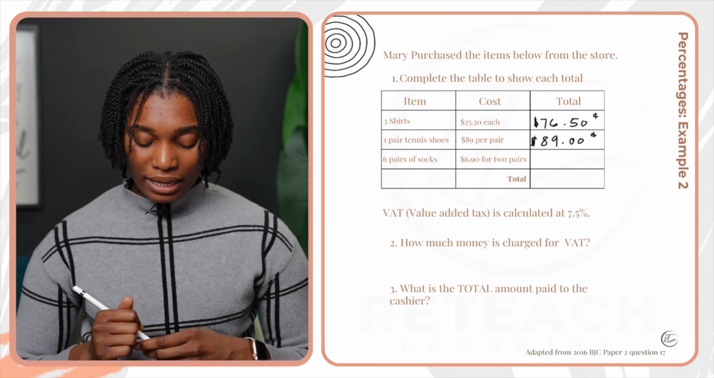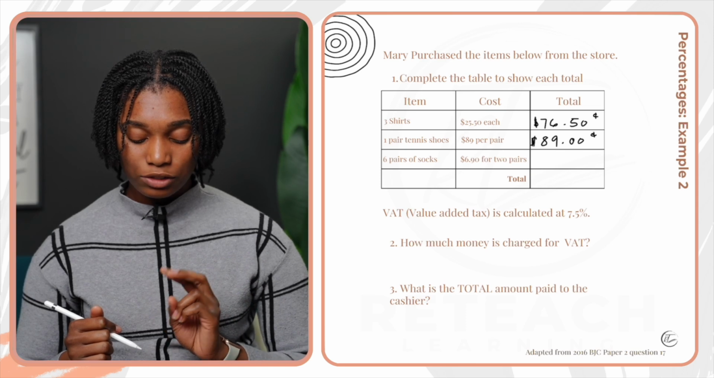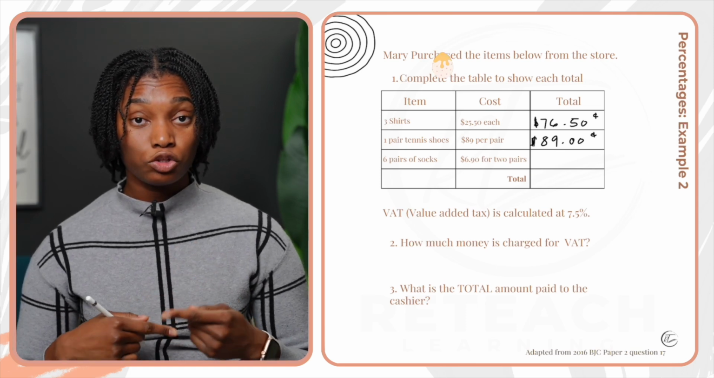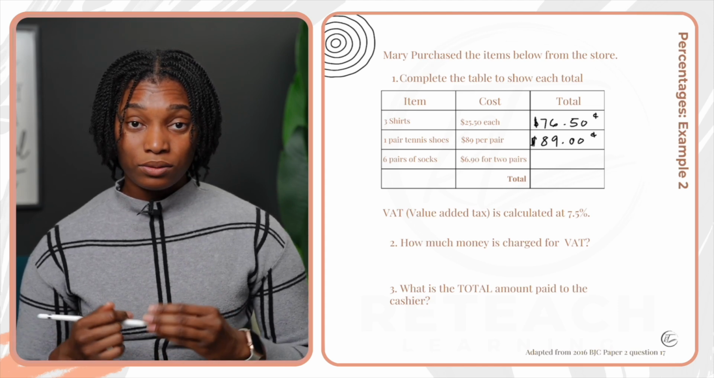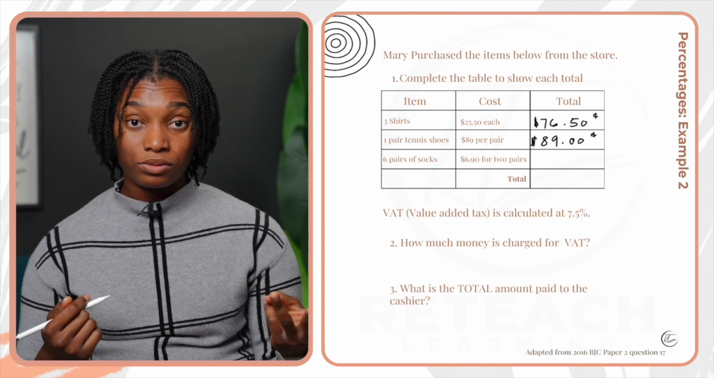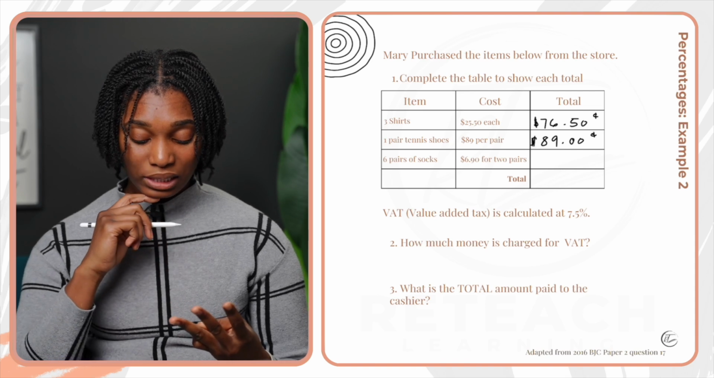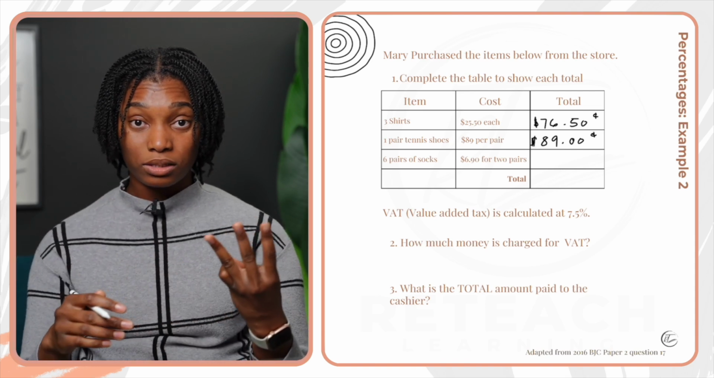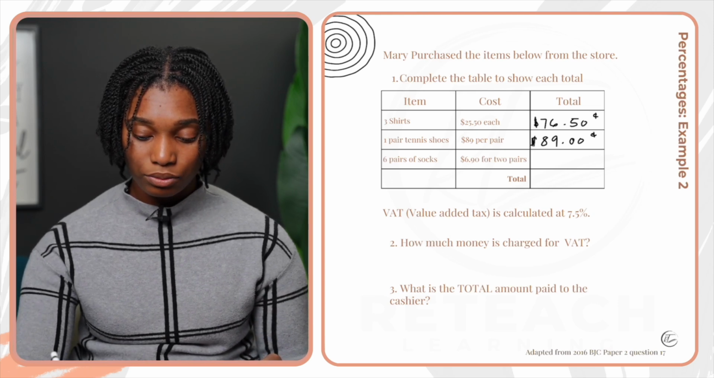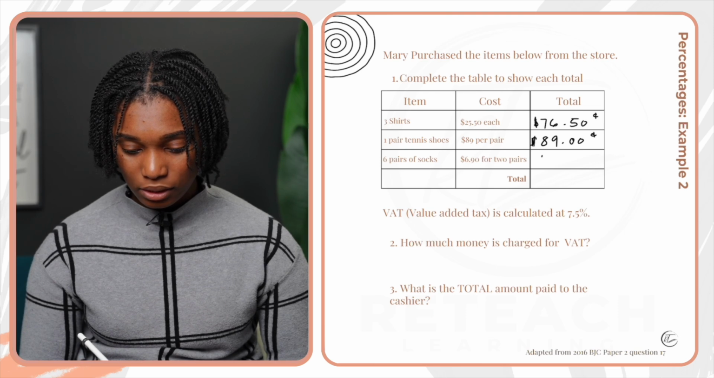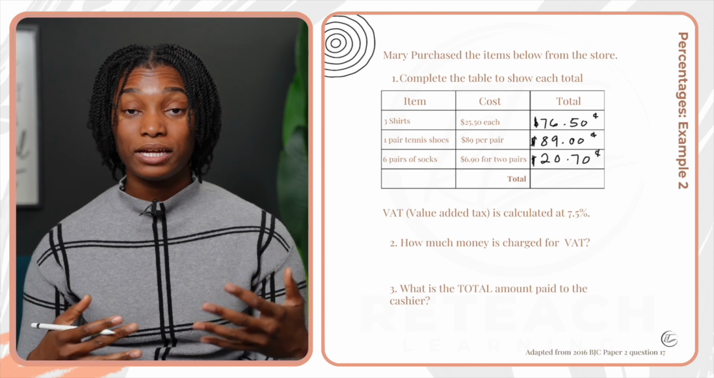So now the last one, it says 6 pairs of socks, and it's going to be $6.90 for 2 pairs. So for every 2 pairs I buy, I'm only spending $6.90. Well, if I am buying 6 pairs, there's 3 groups of 2 in 6. So I'm going to multiply 6.9 by 3 because for every one of those groups, I'm going to spend $6.90. So 6.9 times 3, and that's going to give me $20.70. All right, so this is how I'm filling out the table.